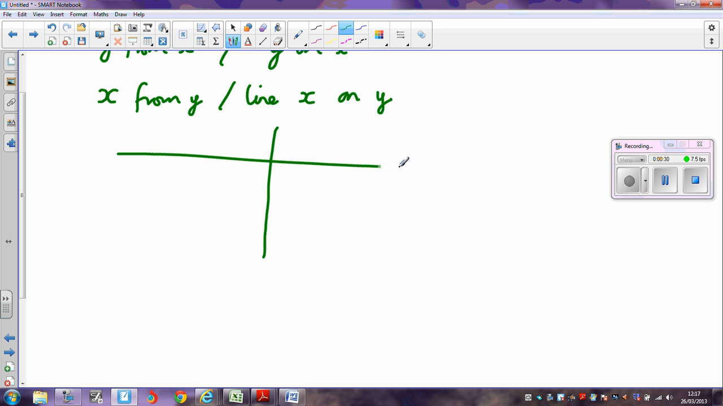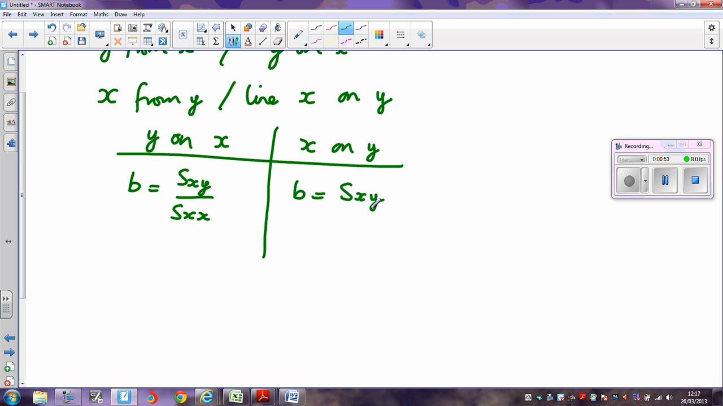Remember, for y on x, your value of b is worked out using Sxy over Sxx. But in the case of the regression line of x on y, which is more unusual and is used for calculating x from y, b is actually calculated using Sxy over, in this case, Syy.